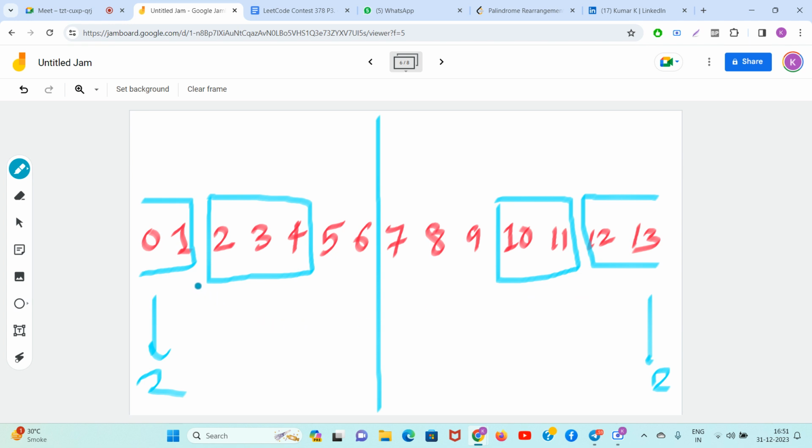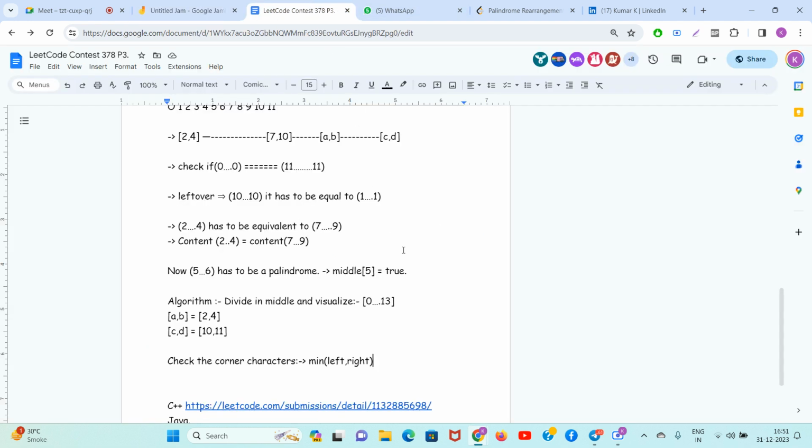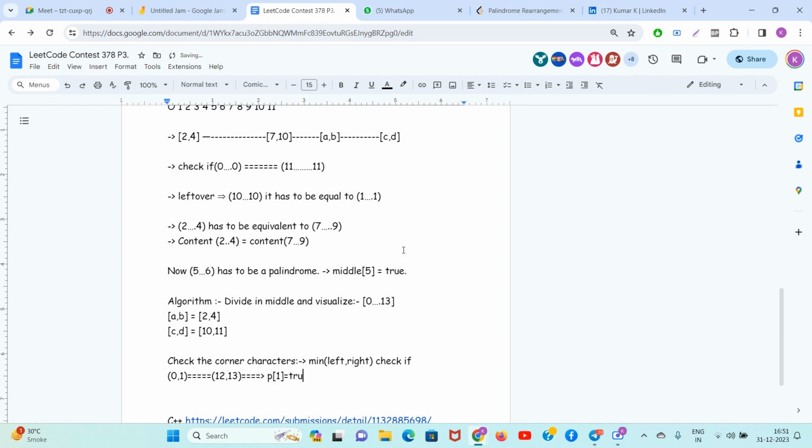Do the prefix algorithm. Check if p of 1 is equal to true, it means that these two are the same as these two. Yes, you have solved the first 2 characters and last 2 characters. Check if 0 to 1 is equivalent to 12 to 13, which is nothing but p of 1 equal to true. If this is false, stop, don't go ahead. If this is true, then go ahead.